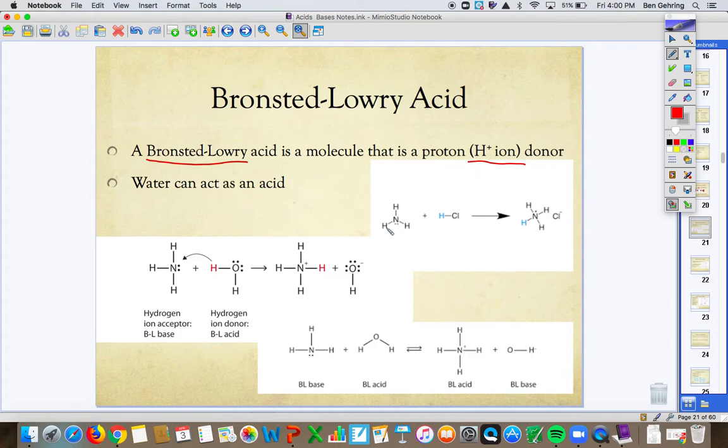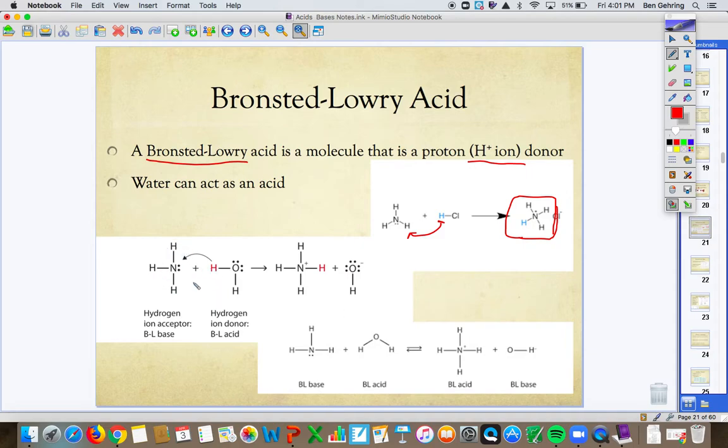So for example, if we take NH3, which is ammonia, and we add it to hydrochloric acid, the H in hydrochloric acid is going to come over and join ammonia. And you're going to get this substance here, which is ammonium. So in this case, HCl is your acid because it donated the hydrogen to ammonia. Water can also act as an acid.